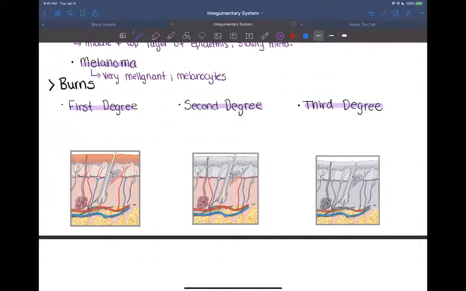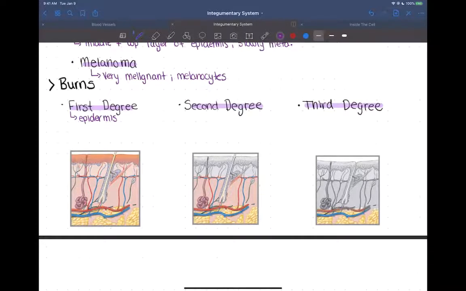All right, so this is a very superficial burn. It would only affect the epidermis. All right, that certainly doesn't mean that it doesn't hurt. Okay, it's going to be much easier to heal, and it'll be much less severe. Okay, it's certainly not life-threatening, but we all know all burns hurt quite a bit. Okay, so 1st degree burn just affects the epidermis.